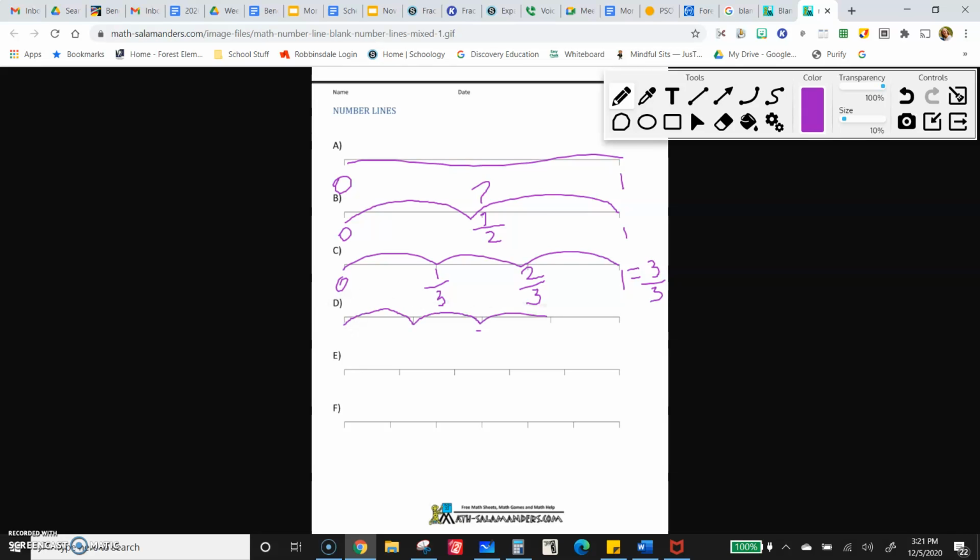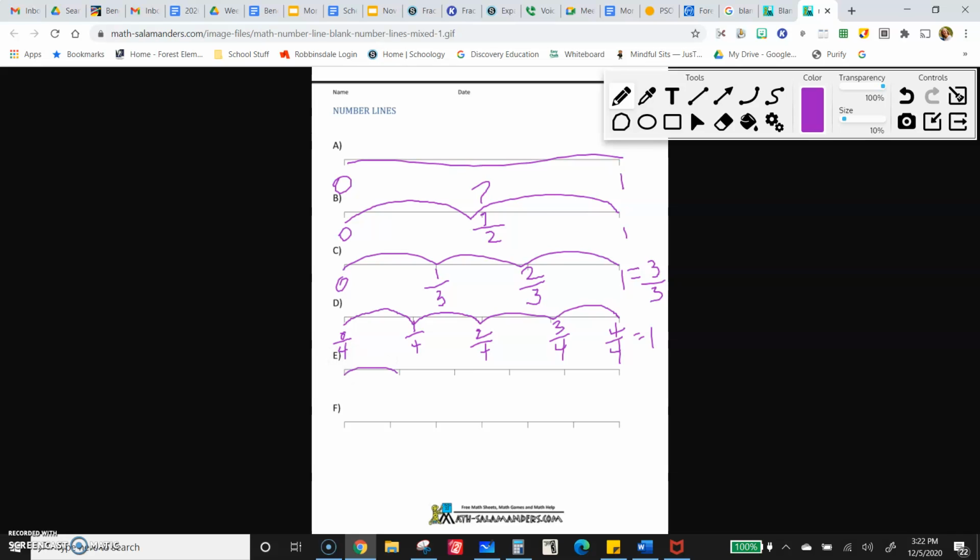1, 2, 3, 4 jumps, 4 pieces, so it's in fourths. So we have 0/4 or just 0, 1/4, 2/4, 3/4, 4/4, which is the same thing as 1 whole. We'll just do the last two. You hopefully are seeing the pattern of it. I'll tell you the code word in a minute.